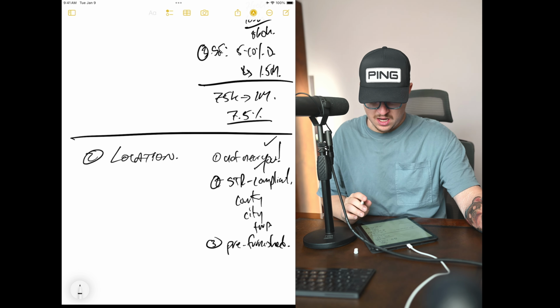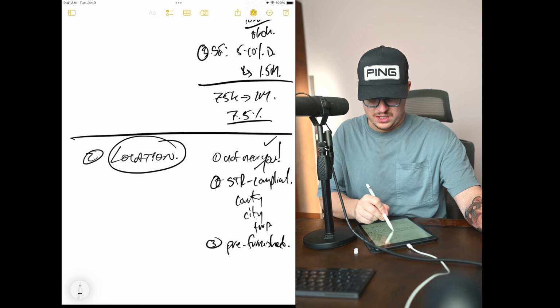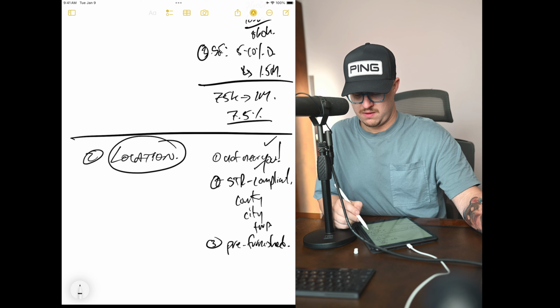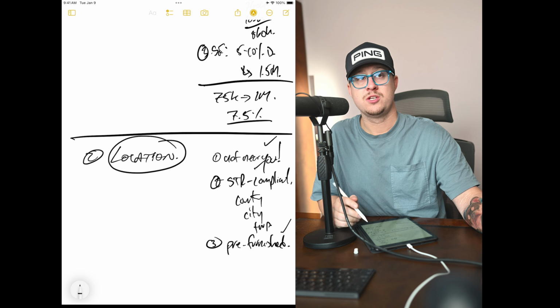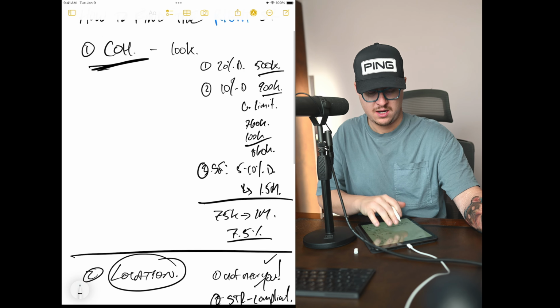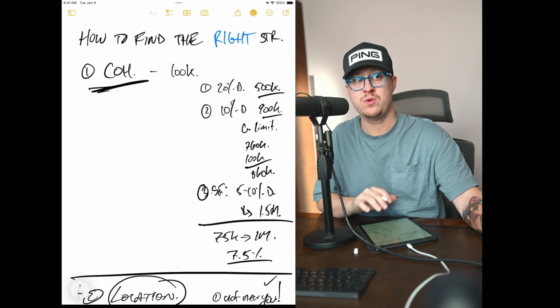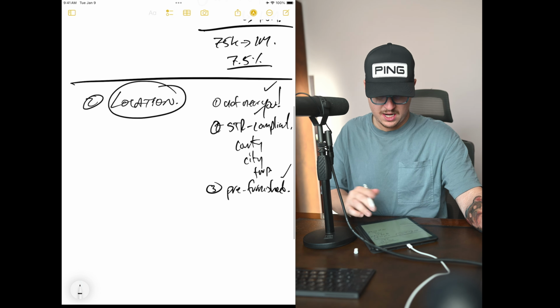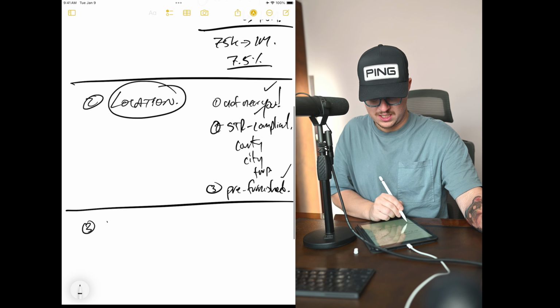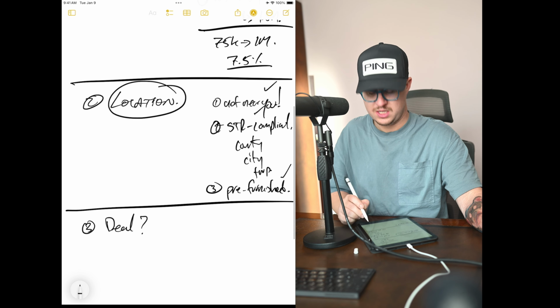Now, we got all the details. Location, not near you. Compliant short-term rental, pre-furnished. So we got the location piece locked in, and we also have the cash on hand and what you can afford to lock in. Now, what makes a good deal, okay? What makes a good deal?